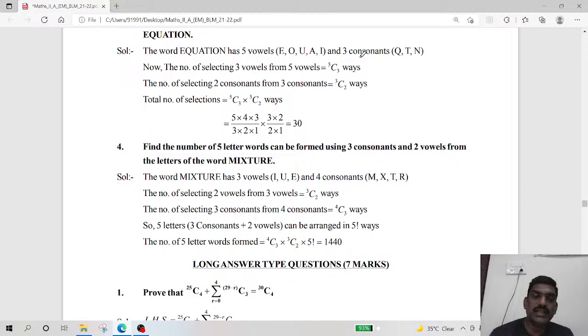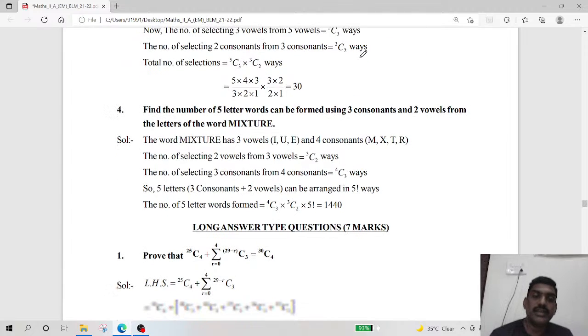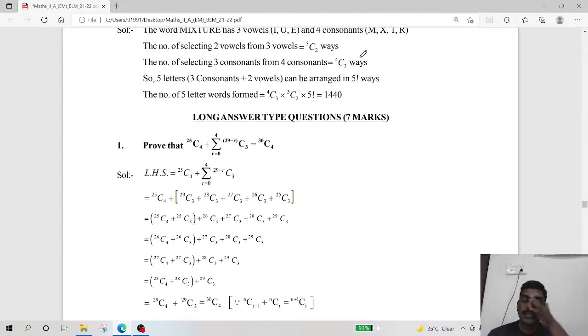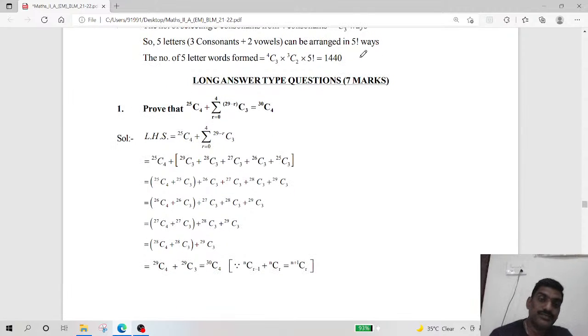Find the number of 5-letter words that can be formed using 3 consonants and 2 vowels from the letters of the word mixture. Same like above. Next, long answer type questions, 7 marks questions.